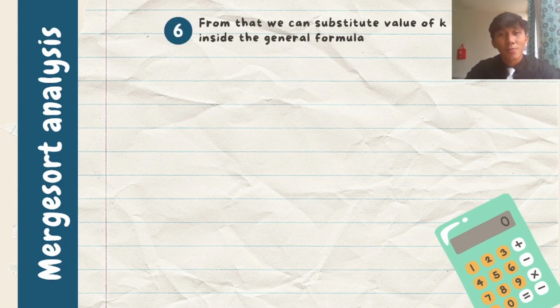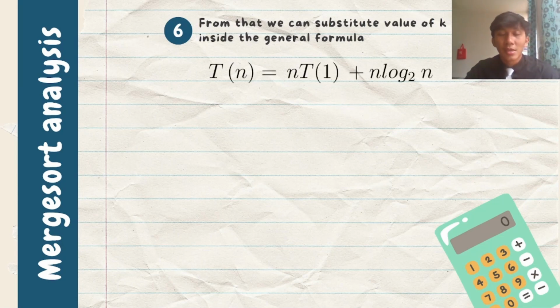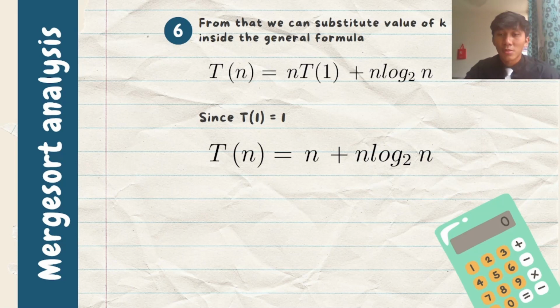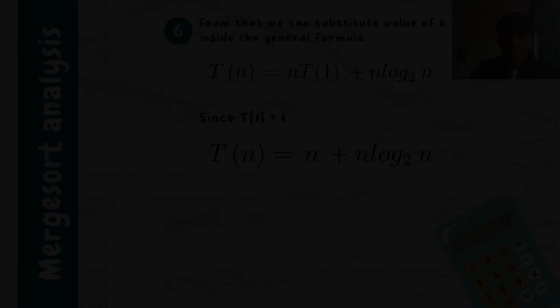For the last step, we can substitute the value of k inside our general formula. And here we got T(n) = nT(1) + n log2 n. Since T(1) is equal to 1, we got T(n) = n + n log2 n. And this is our general formula. We can use this formula to find how many times to sort an array with the size of n.